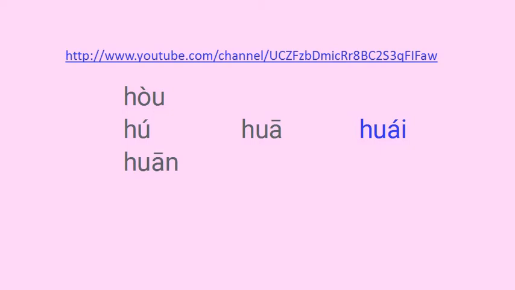HUAN is pronounced as Huan. HUAN is pronounced as Huang. HUI is pronounced as Hui.